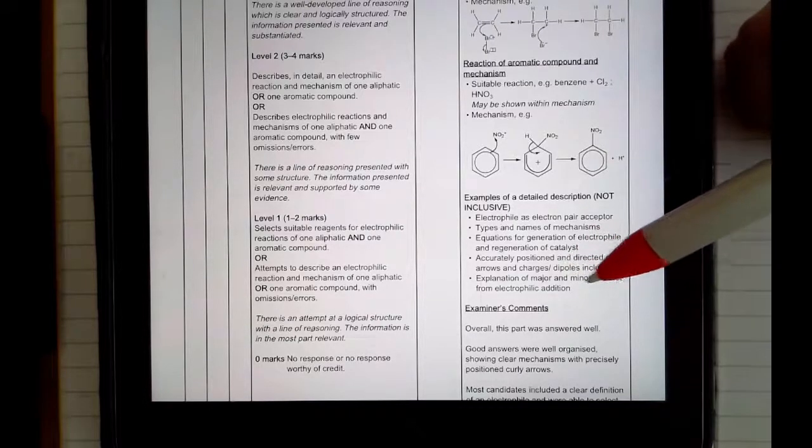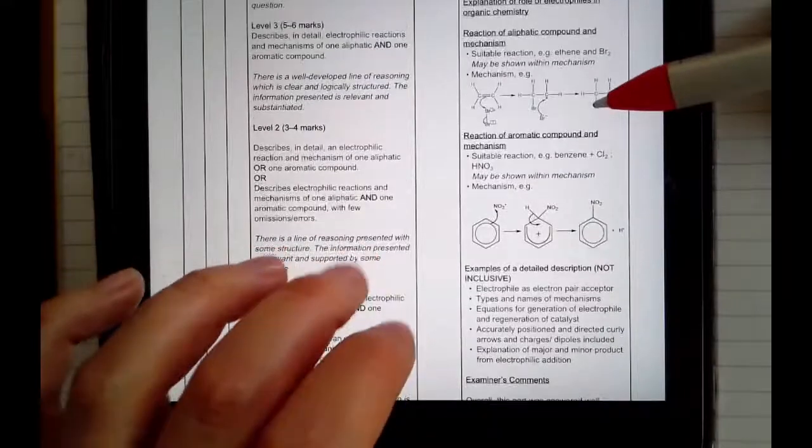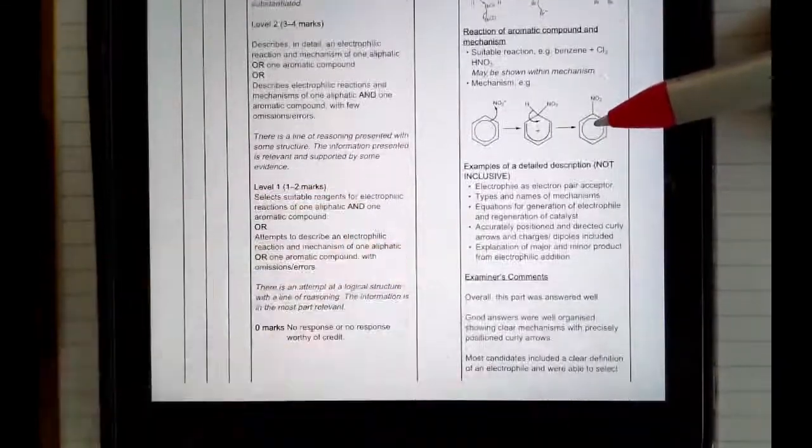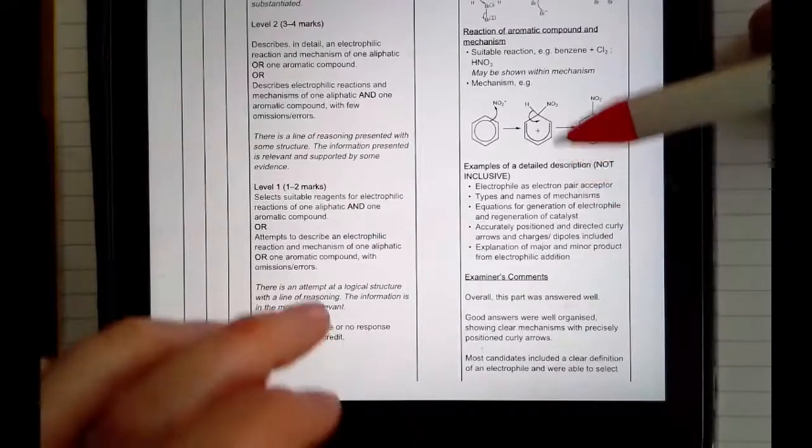Explanation of major and minor product from electrophilic addition, I've avoided the need to do that because I've chosen a symmetrical alkene, just like they have done in the mechanism. If you did choose an unsymmetrical alkene, though, you wouldn't have to include this information. As I said, it's not inclusive.